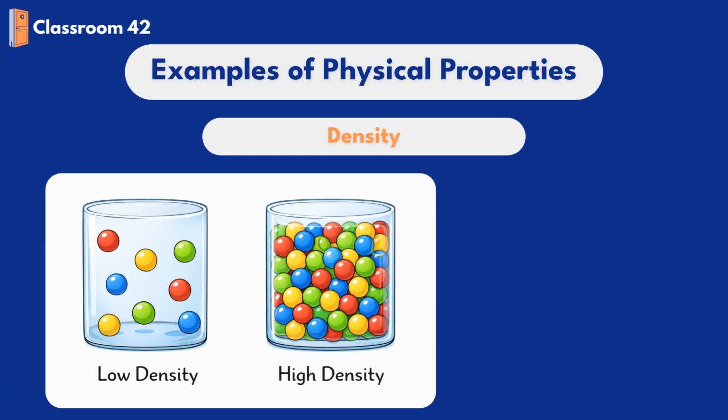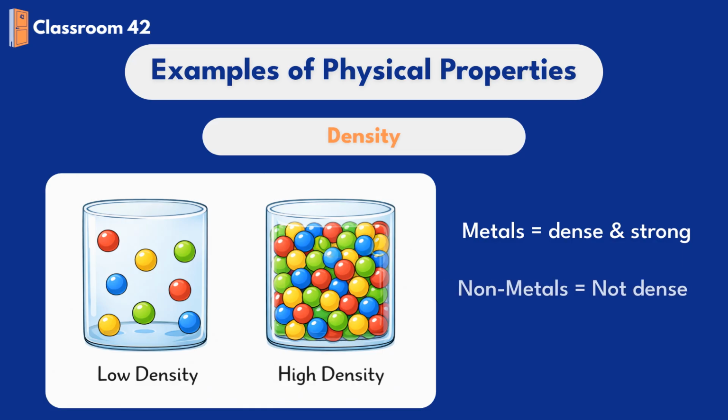Next up, we have density, which describes how heavy something is for its size. Metals tend to be dense and strong. This is because their atoms are arranged in layers. Non-metals have lower density as their molecules tend to be further apart.